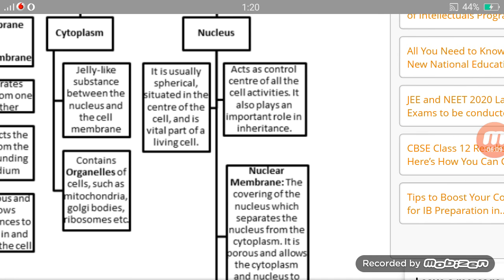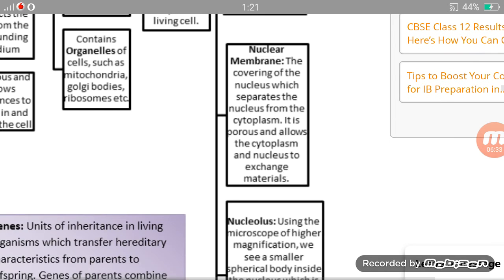It is spherical in shape and situated in the center of the cell, and it is also a vital part of the living cell, and it is the main component. It acts as the head of the cell, the control center of the cell, and controls all the cell activities, as I have told you just now. It also plays an important role in inheritance of characteristics.